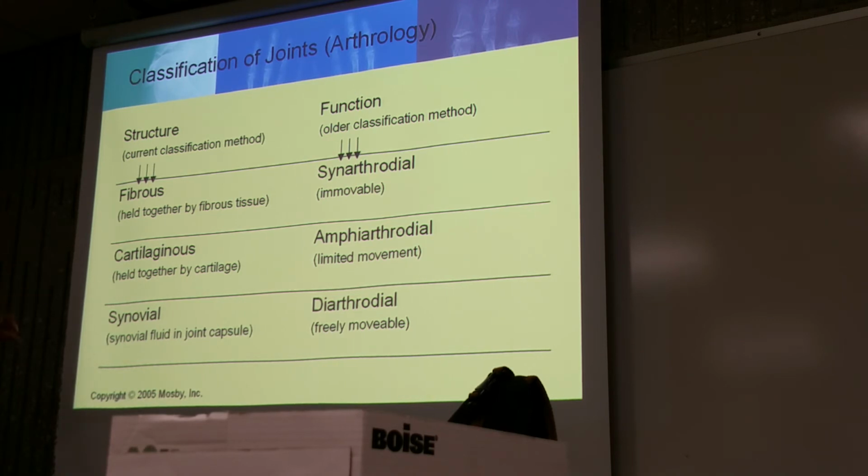Okay. The other one here is amphiarthrodial, which means limited movement. So it does move a little bit. It's not tight, and it doesn't really move as a diarthrodial type of joint, which is also considered synovial. A good example of a synovial joint would be one that is freely movable, like your shoulder, like your knee.